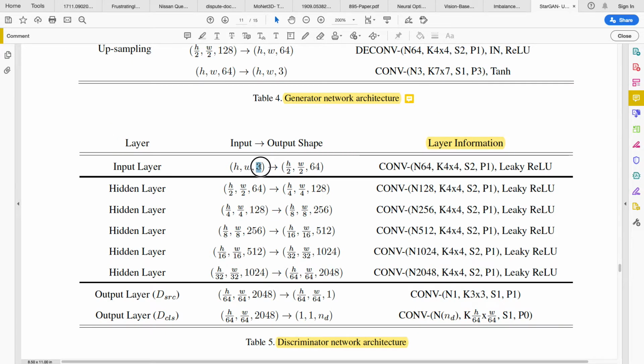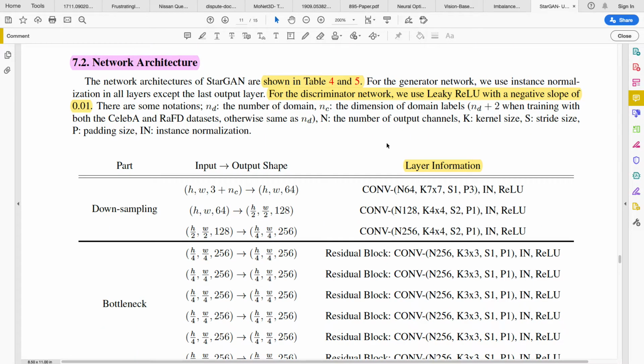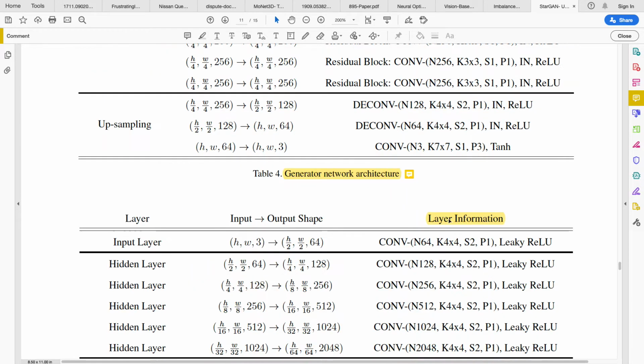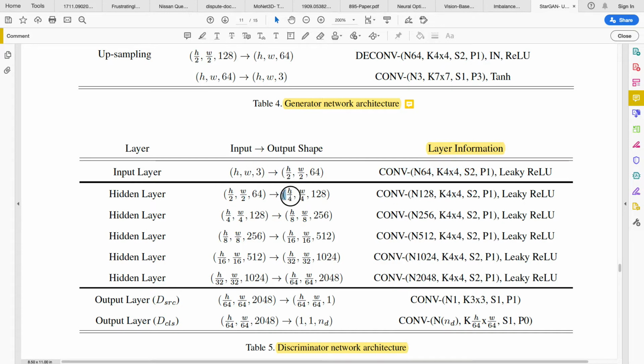The image is colored, so it has 3 channels. After passing it through this conv layer, they use Leaky ReLU as the activation function, and the stride is 2. We define n as the number of output channels, k as the kernel size, s as the stride, and what is p? p is the padding size. So this is the configuration of the input layer, and these are the corresponding outputs.